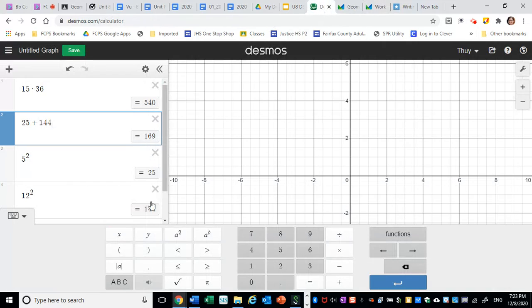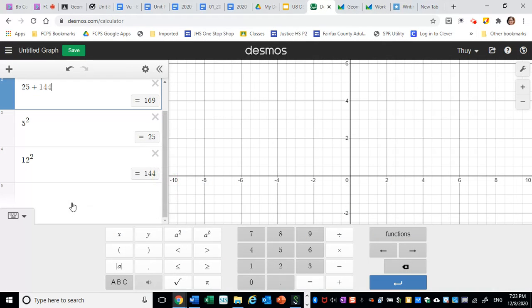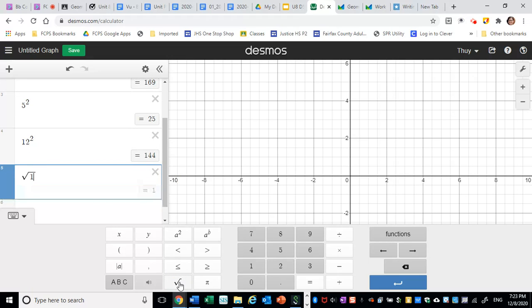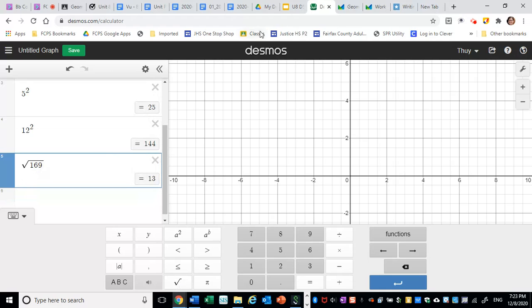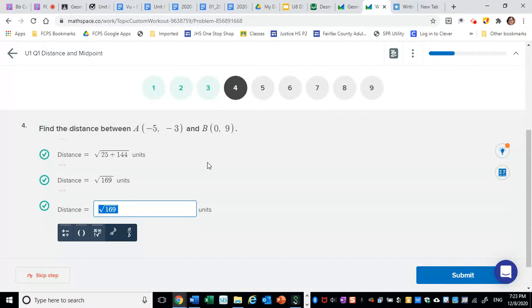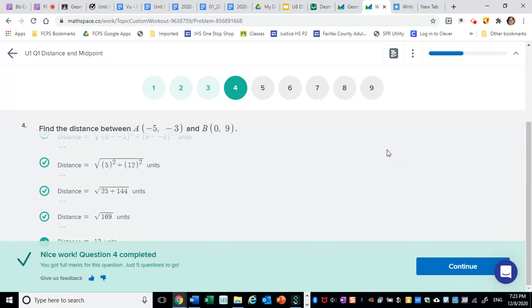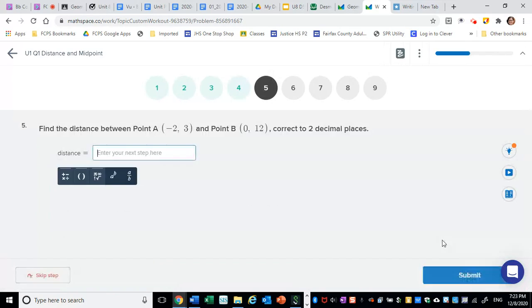We go back to decimal. So what is the square root? Okay, square root is right here, right? Square root of 169, we got 13. So put it back here. Now you got just 13. Okay, 13, and then you submit. All right, so that is step by step to do that question. Okay, so that is all done. Continue. Question 5, right?